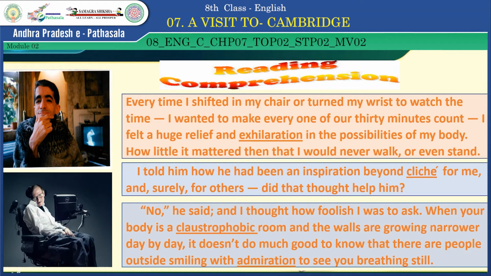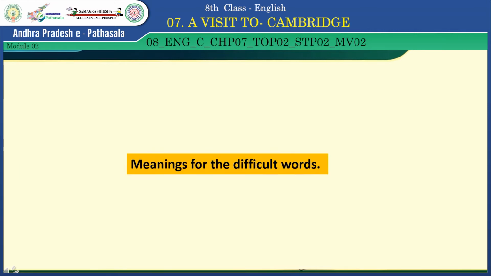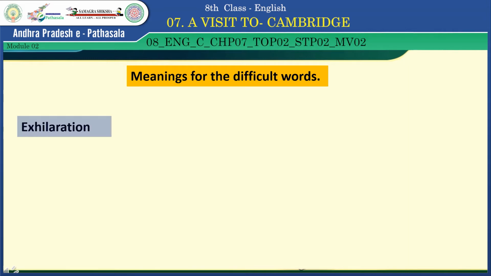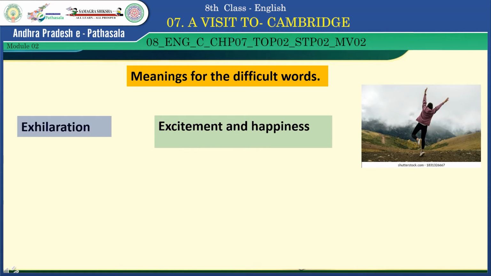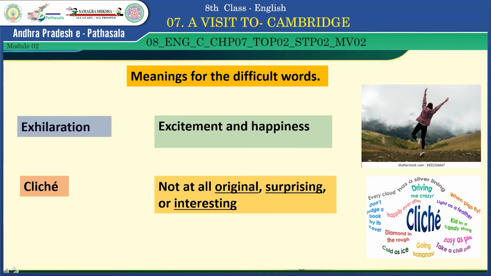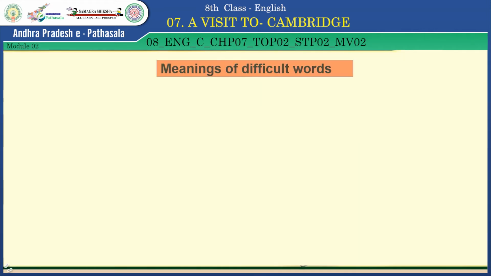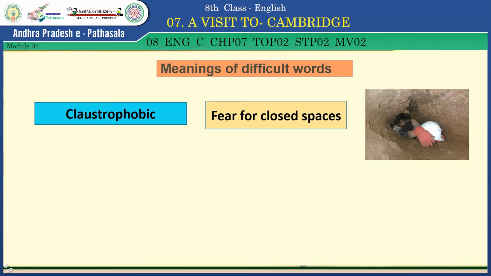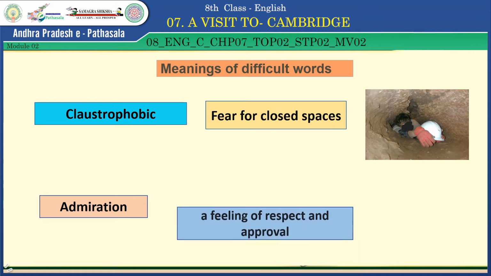Children, let's see the meanings of the difficult words. Exhilaration: excitement and happiness. Clutch: not at all original, surprising, or interesting. Children, let's see a few more meanings of the difficult words. Claustrophobic: fear of closed spaces. Admiration: a feeling of respect and approval.